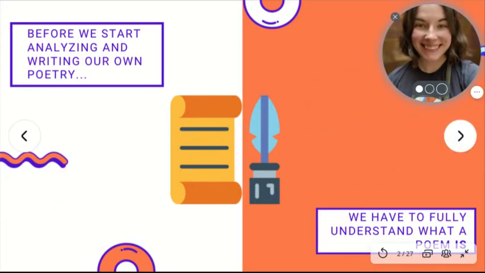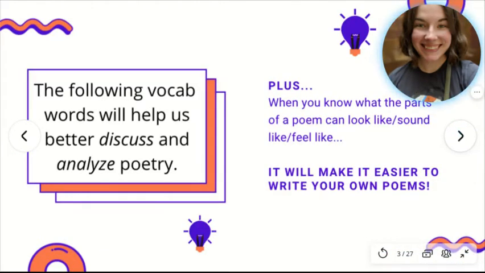Before we start analyzing poetry, before you start writing your own poetry, we have to understand what a poem is, right? So I've got some vocab words for you on this presentation. I will expect you to know them, and it's going to help us better discuss poetry and analyze poetry. And once you know the parts of a poem and what they can look like and sound like and feel like, it will of course make it easier to write your own poem.